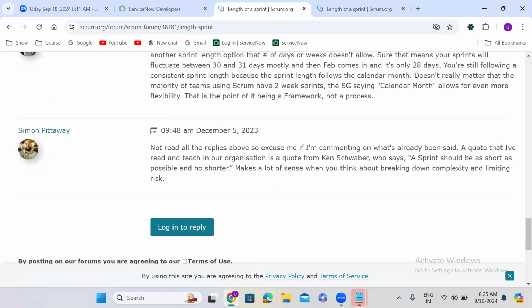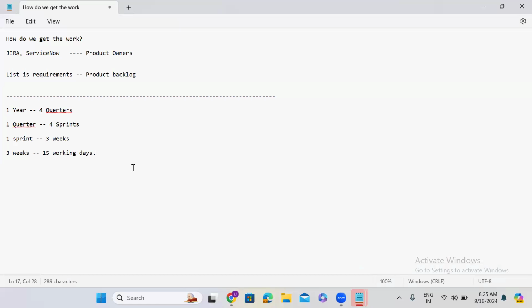Guys, in our organization, we follow 3 week sprints. Sprint means three weeks, and 3 weeks means 15 working days. You understand, right? First of all, did you understand what a sprint is here?